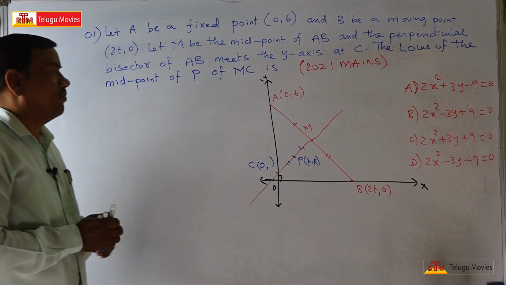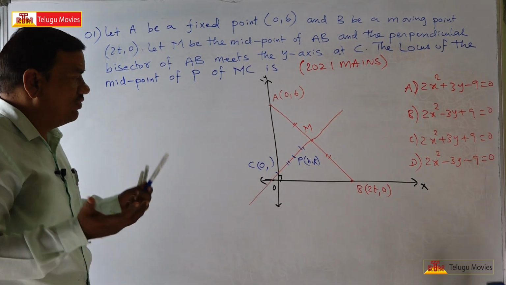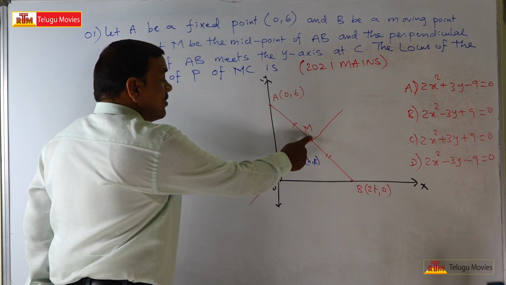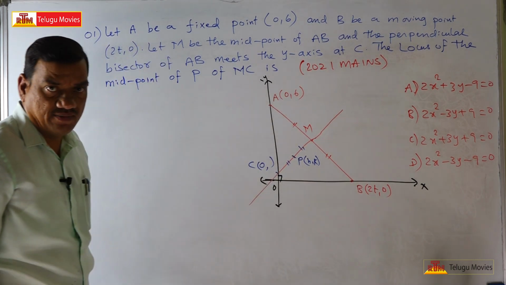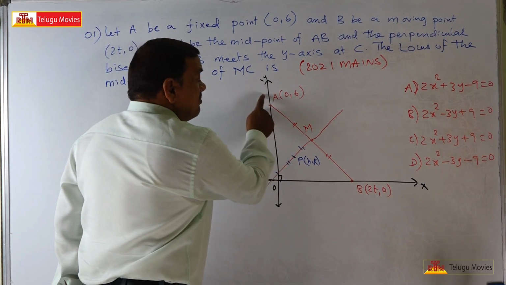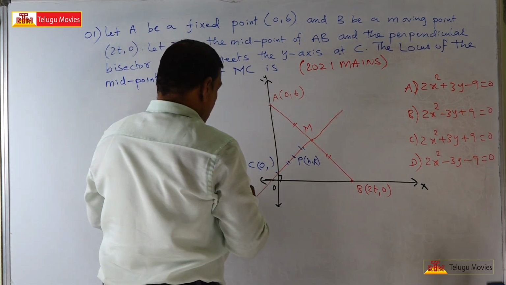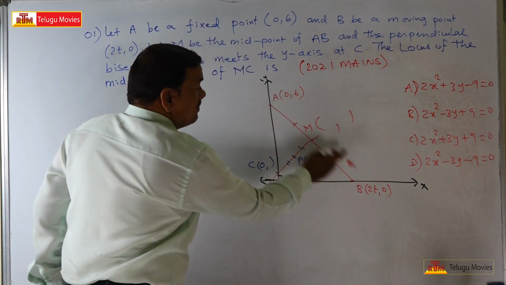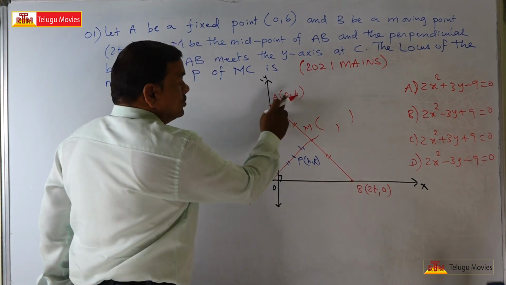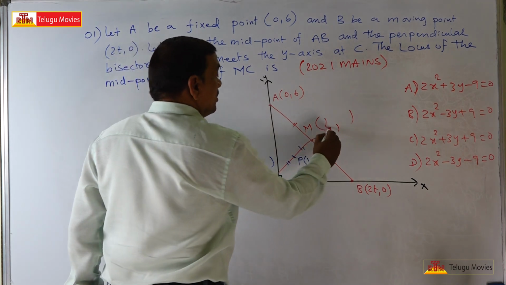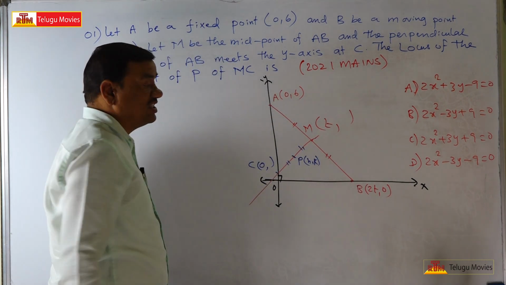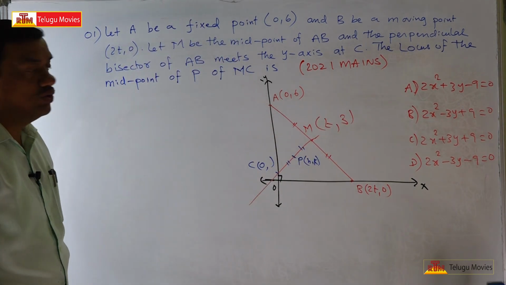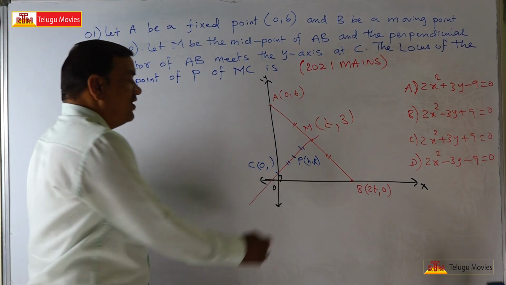Then how to approach this problem? First, to find the midpoint P (h, k), we should know the coordinates of M and the coordinates of C. It is given that M is the midpoint of AB. What are the coordinates of M? Midpoint is (x1 plus x2) by 2, (y1 plus y2) by 2. So (0 plus 2t) by 2, that is t, and (6 plus 0) by 2, that is 3. We got the coordinates of M as (t, 3).